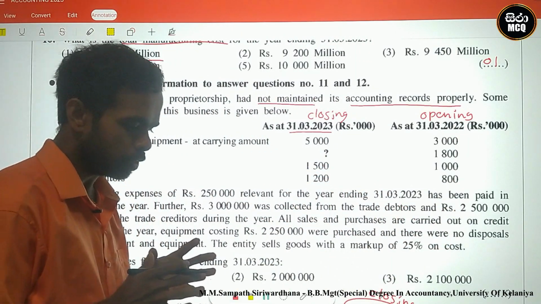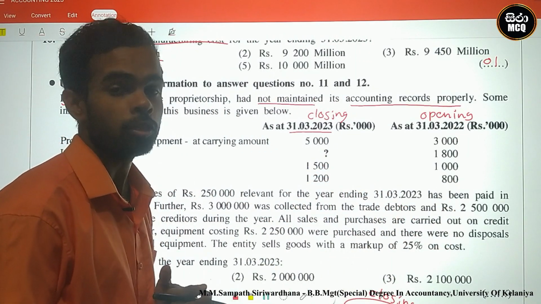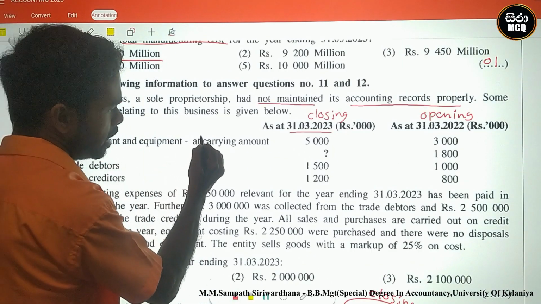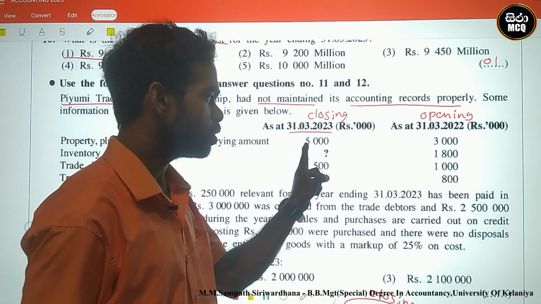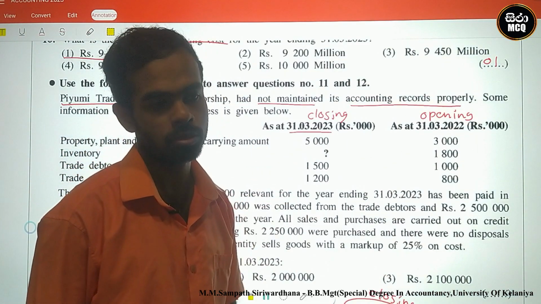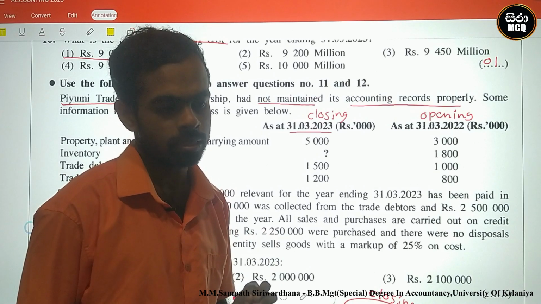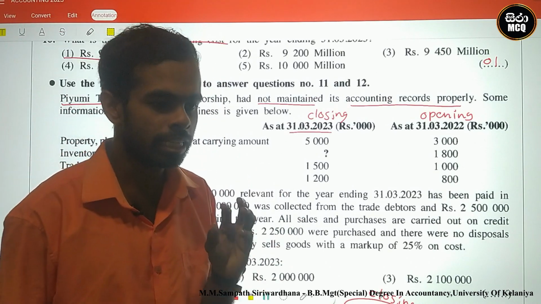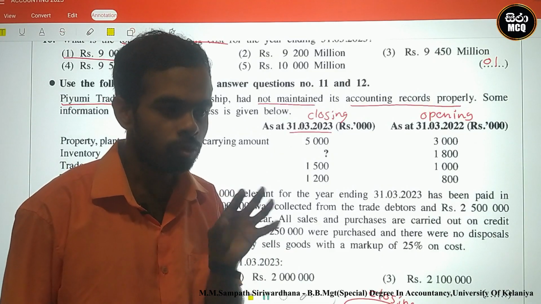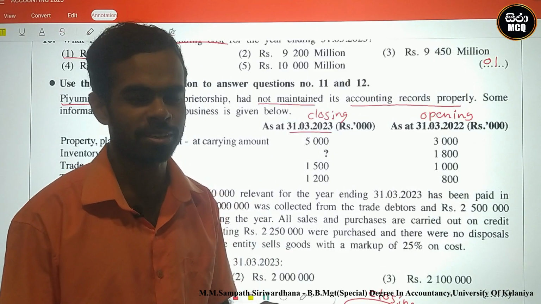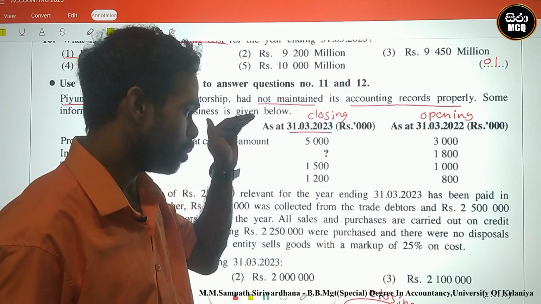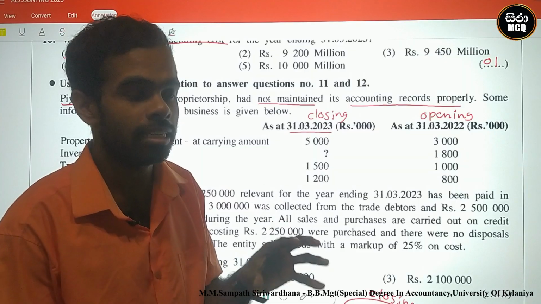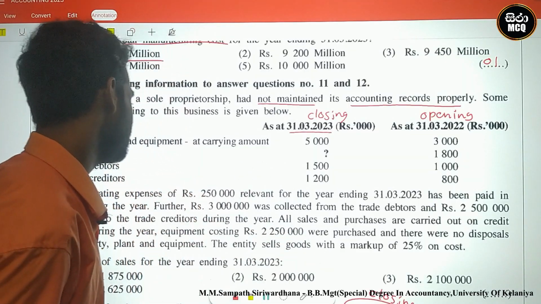Look here, we must include information directly to the income statement. Firstly, property, plant and equipment at carrying amount: 5,000 is closing, opening is 3,000. Carrying amount is not directly influencing the income statement. Property, plant and equipment is an asset, therefore we cannot directly include it in the income statement.